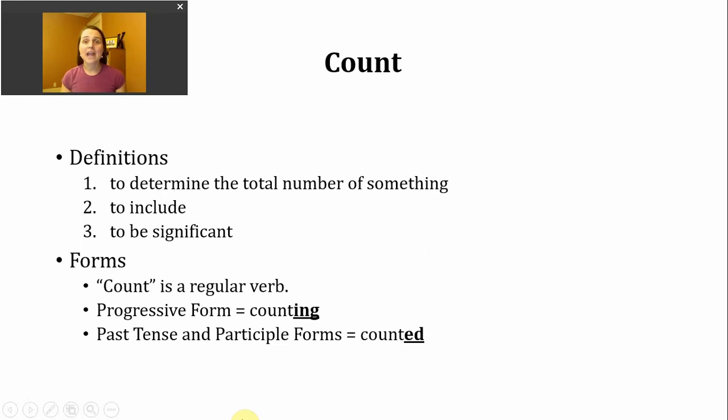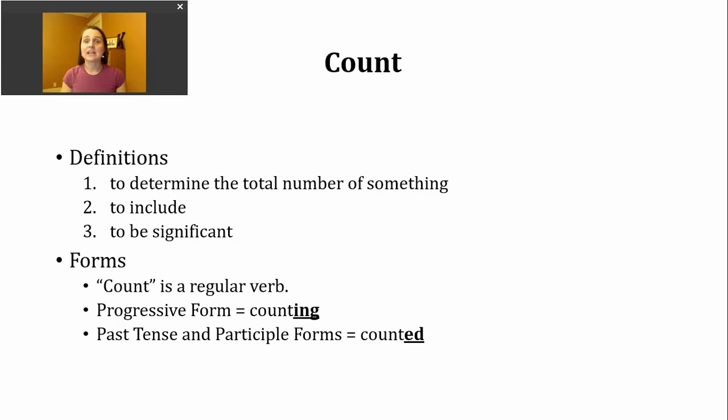The first way we can use the verb count is to mean to determine the total number of something. This is likely what you think of when you hear the verb count. This can also include the action of going 1, 2, 3, etc.